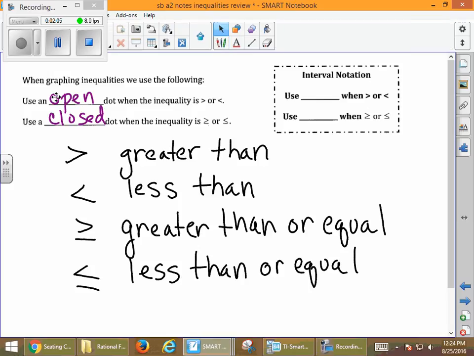The other thing that we're going to focus in on today is interval notation. This may be brand new for you, but with interval notation, when we have the greater than or the less than symbol, we will use parentheses. And if there's an equals in the problem, greater than or equal to, less than or equal to, when we're putting this in interval notation, we use a bracket.